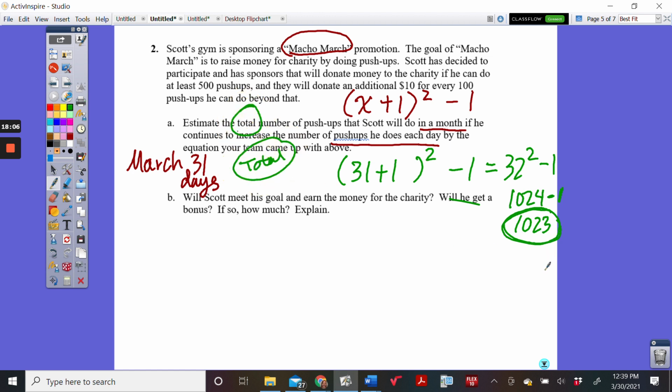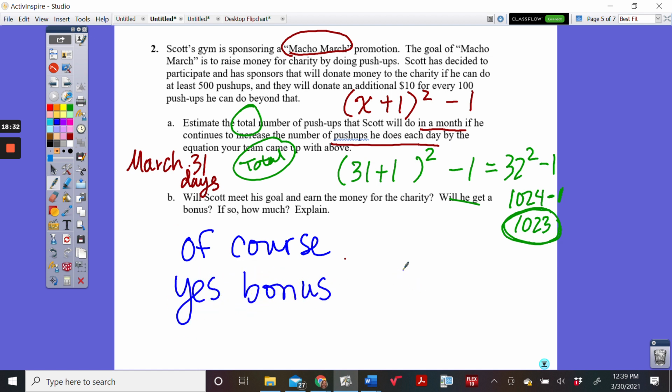Not in a day. He didn't do that many in a day. That's when he did all together in March. Starting with 3, then 5 each day. Starting with that pattern of each day. Will Scott meet his goal and earn money for the charity? Sure. Yeah. Of course. Yes, he gets a bonus. How much? Well, he did 523 extra, but we'll just go with 500 extra. So that means $50 bonus. Okay, no big deal.